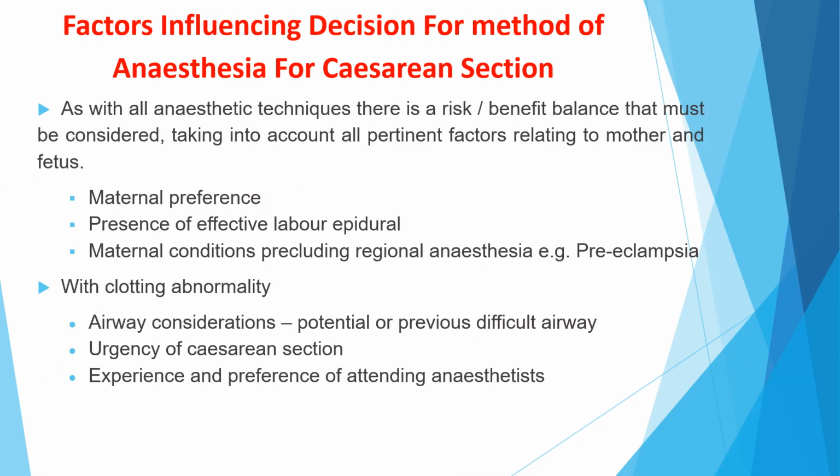We come to the factors influencing the decision for the method of anesthesia for cesarean section. What are the factors that affect the choice of suitable anesthesia for the patient? As with all anesthetic techniques, there are risks and benefits that must be considered. Take into account that there are two patients, two persons, the mother and the baby. So you will be dealing with two people, and you have to be very careful with the method of anesthesia to reduce the risk of complications.